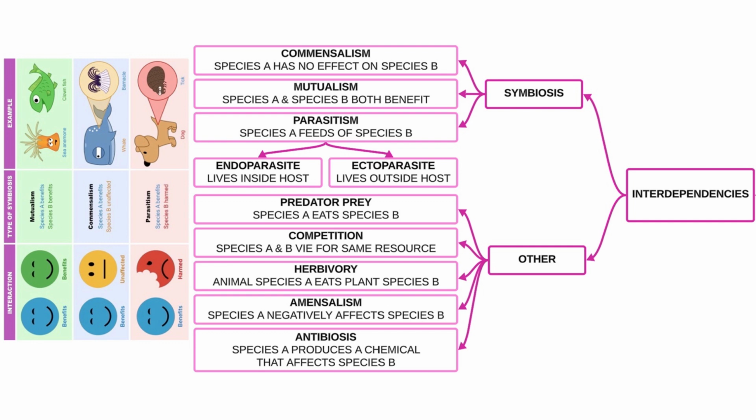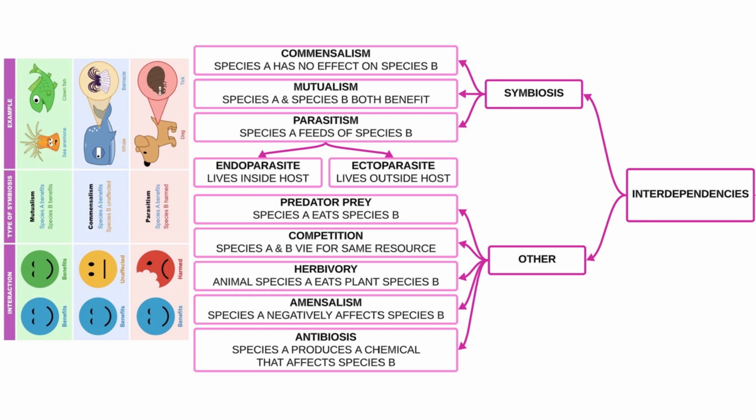Now on to other relationships. There is predator-prey, where species A eats species B. Competition, where species A and B compete for the same resource, like food or shelter or water. Herbivory is when an animal species eats a plant species.